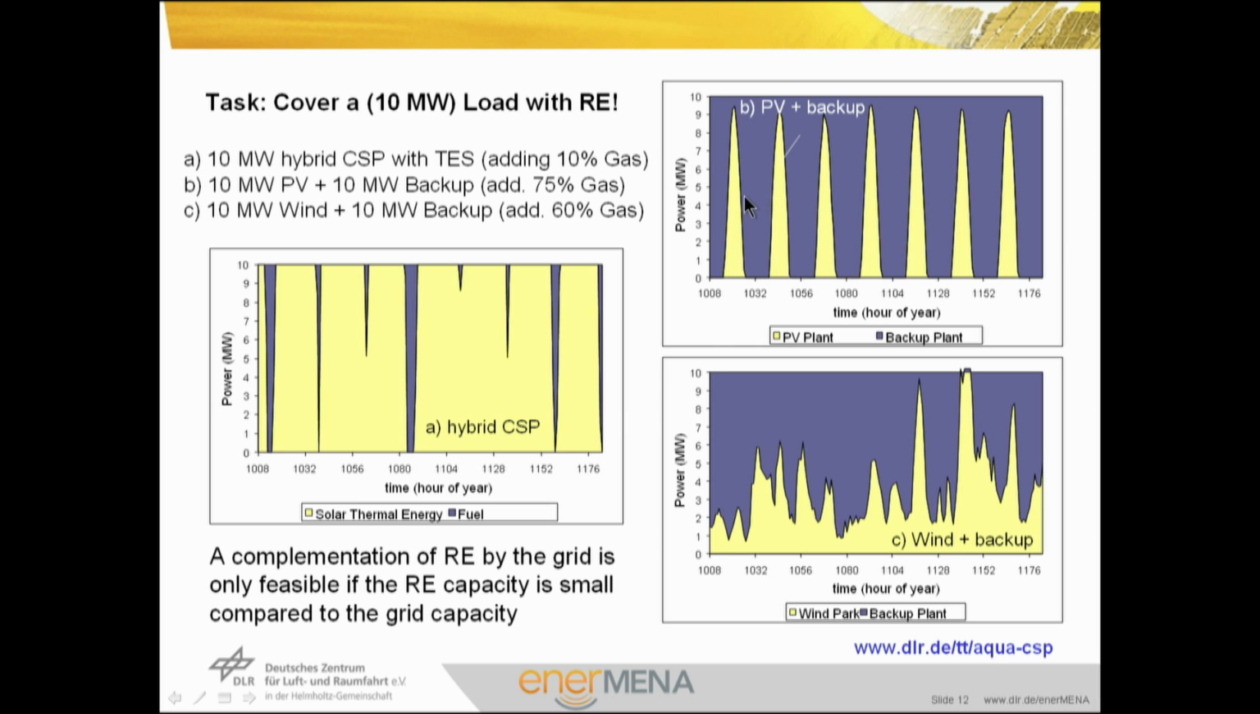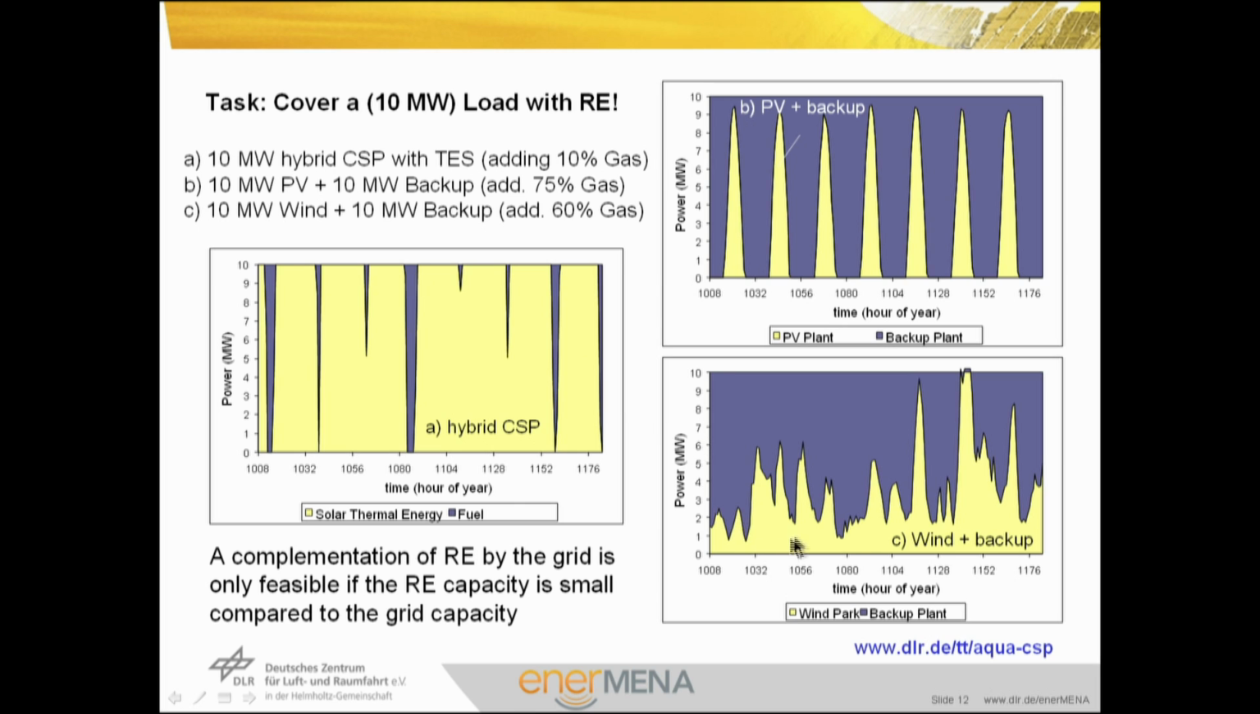That means from another backup plant that may be on the grid. This means we will have to install 10 megawatt PV capacity plus 10 megawatt backup capacity, and to fill the gaps, we will have to add 75% of the energy from natural gas or other fossil fuel sources in the backup plant.